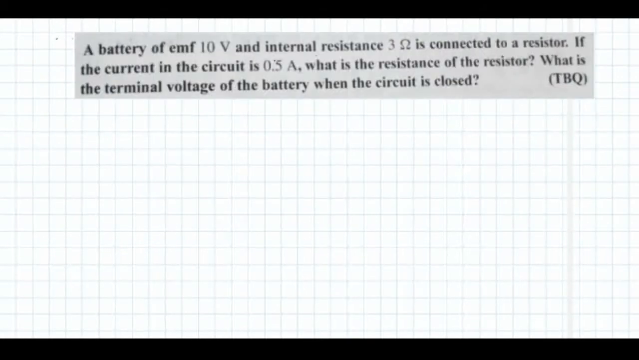Then our next question. A battery of EMF 10 volt and internal resistance 3 ohm is connected to a resistor. If the current in the circuit is 0.5 ampere, what is the resistance of the resistor? What is the terminal voltage of the battery when the circuit is closed? So again, the EMF is given as 10 volt, small r is equal to 3 ohm, and the current I is equal to 0.5 ampere.